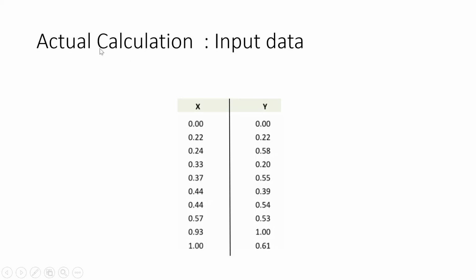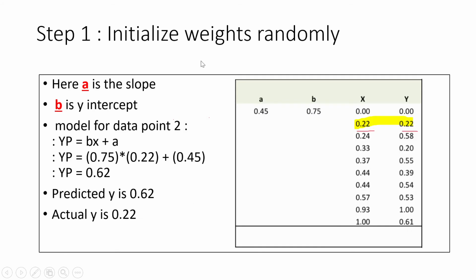So suppose you are given this table. These are a bunch of points, and you are asked to find the best fit line for this data. So we'll use gradient descent for that. Let's start with step 1. We will initialize weights randomly.